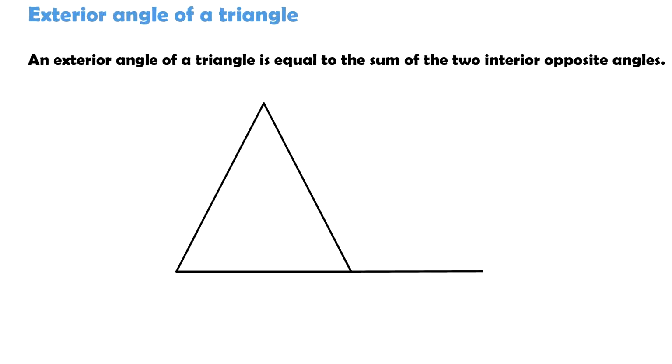In this video, we're looking at exterior angles of a triangle. So an exterior angle of a triangle is equal to the sum of the two interior opposite. So exterior meaning outside, interior meaning inside. So outside, inside.